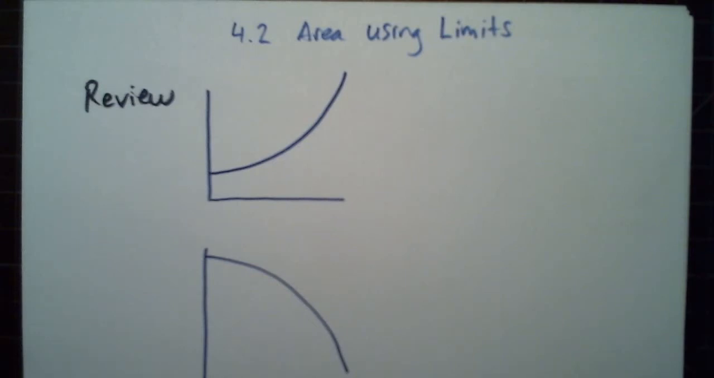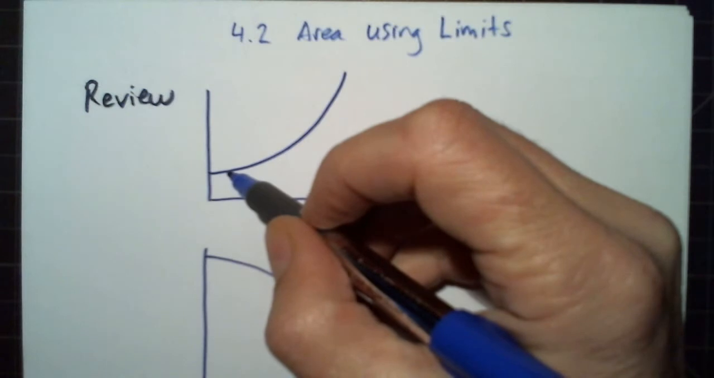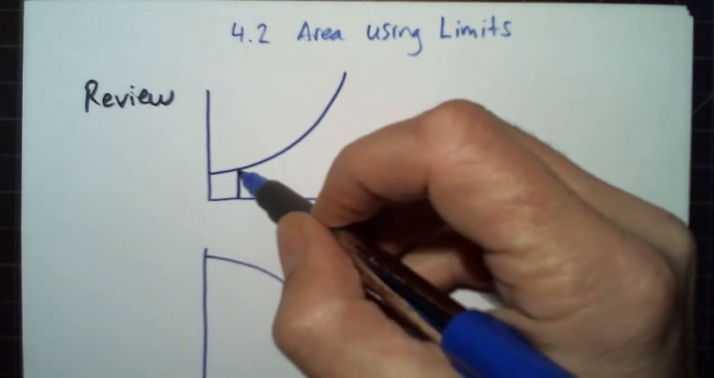All right, in this lesson, we're going to use what we did in the previous lesson about finding area approximations, but now we're going to find the exact area using limits. So let's review what we have from the last lesson.